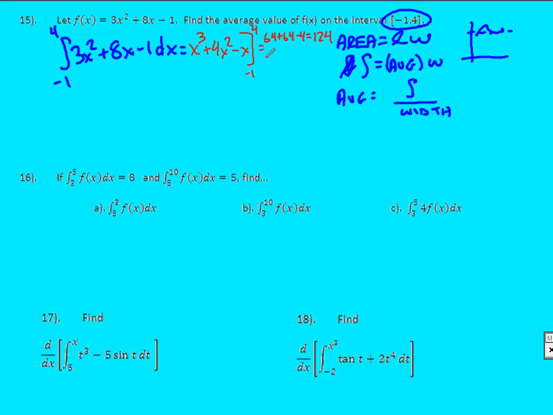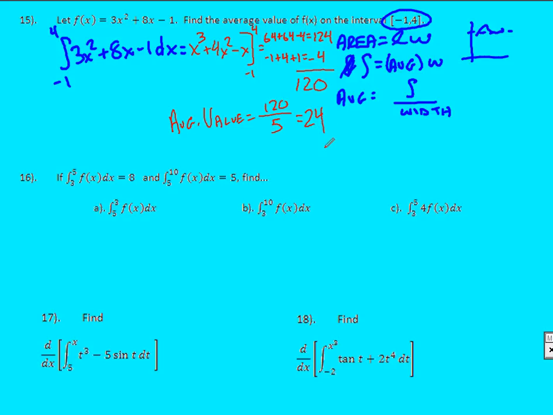Plug in -1, I'll get -1 plus 4 and minus -1, so plus 1. So that'll add up to give me 4. Subtract those two numbers, and I get 120 as my integral. So that means the average value is equal to 120 divided by the width of my interval, which is 5, from -1 to 4, and that gives you your answer of 24.